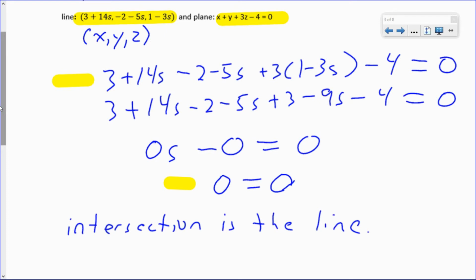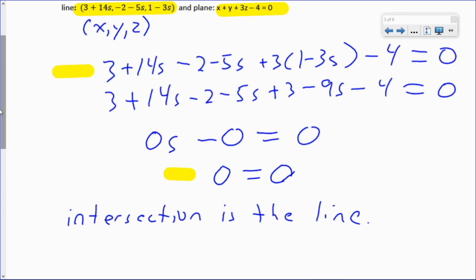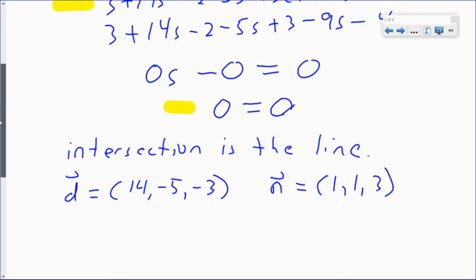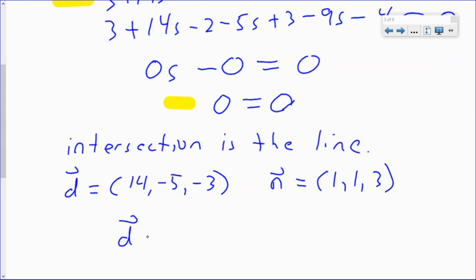Now, geometrically, we could have looked at this as well. We have a direction vector for the line that's equal to, let's see, 14, -5, -3. And for our plane, our normal was equal to 1, 1, 3. So we expect that the line and the plane are parallel. If the line is in the plane, they have to be parallel. Well, what do we get when we dot them? Do we in fact get 0? We get 14, take away 5, which is 9, subtract 9. So yeah, we do get 0 in this case. This doesn't tell us that the line is in the plane, it just tells us they're parallel.